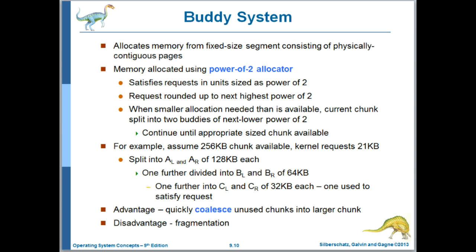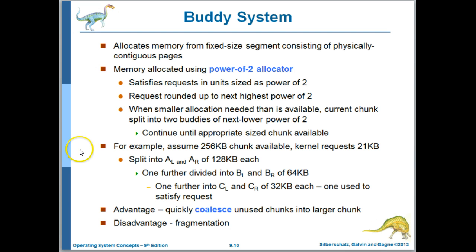Linux originally used the buddy system, so starting from a contiguous memory segment of some length, some power of 2 length, when a kernel memory request is made, that request is rounded up to the nearest power of 2, and then if necessary, the pre-allocated memory is split in order to satisfy the request.